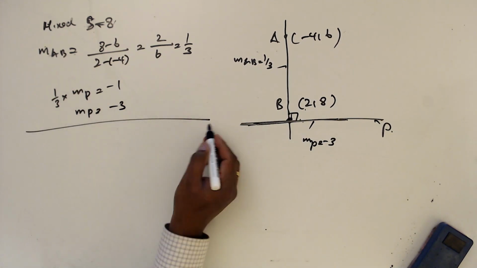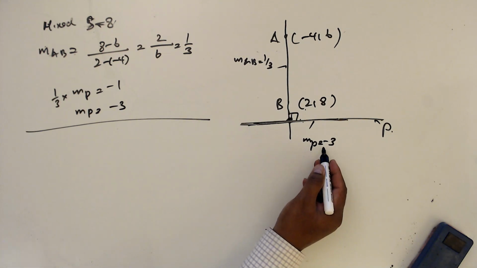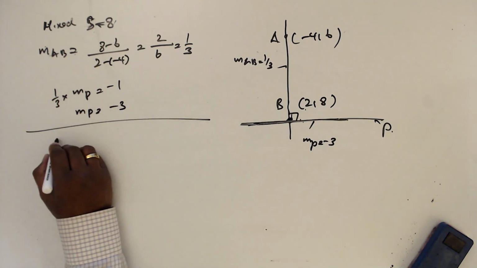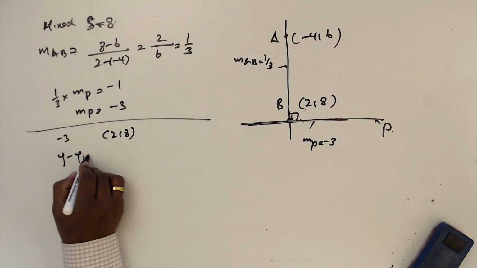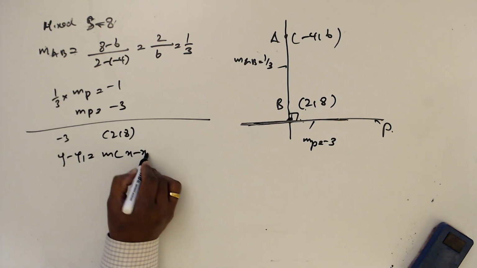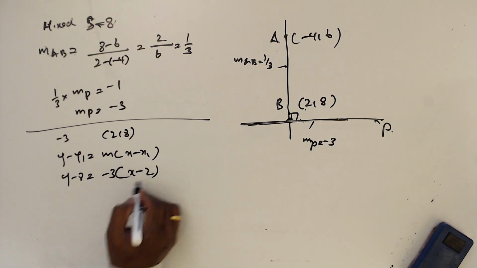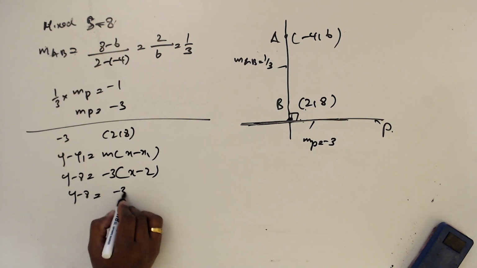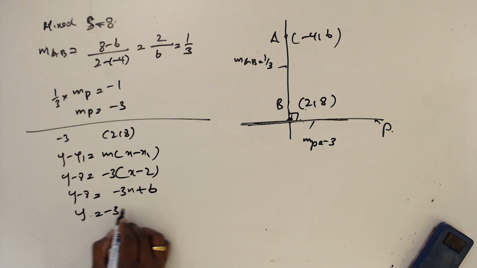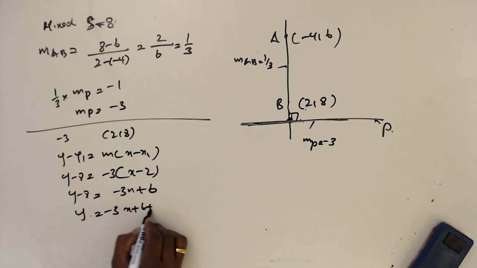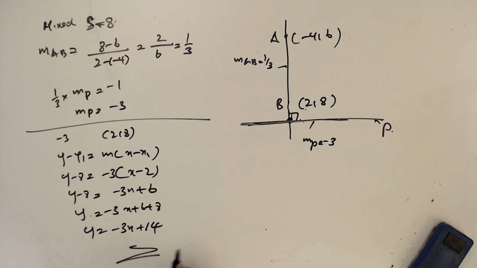Now we can write the equation because we know the gradient and the point. Gradient is minus 3, point is (2, 8). y minus y1 equals m times (x minus x1), so y minus 8 equals minus 3 times (x minus 2). y minus 8 equals minus 3x plus 6, so y equals minus 3x plus 14.